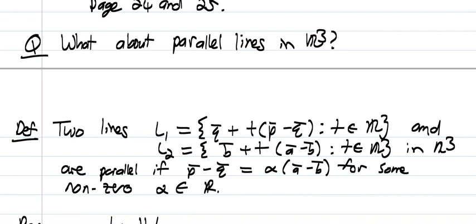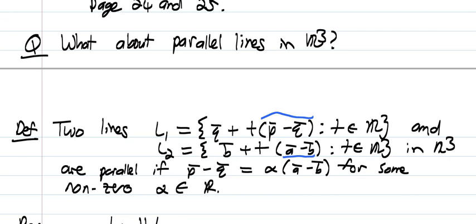Now we say that the two lines are parallel if and only if we take the vector of the first line, P minus Q, and the vector of the second line, A minus B, and P minus Q equals alpha times (A minus B) for some non-zero real number alpha. So this is what we mean when we say that the direction vector of line 1, in this case P minus Q, is a scalar multiple of A minus B coming from line 2.